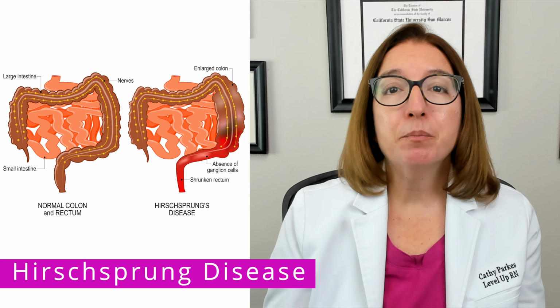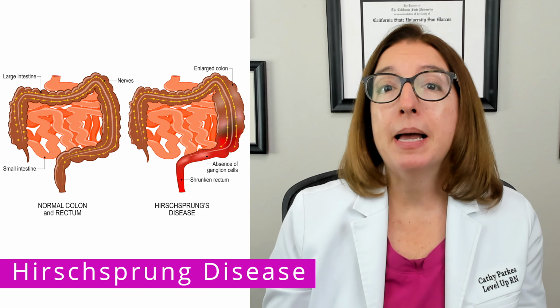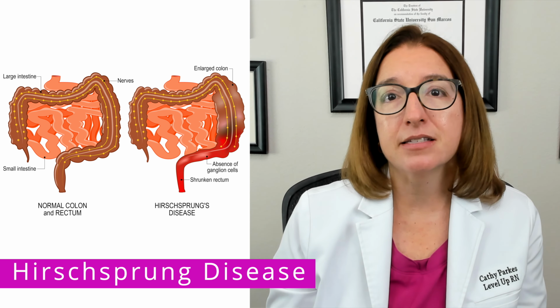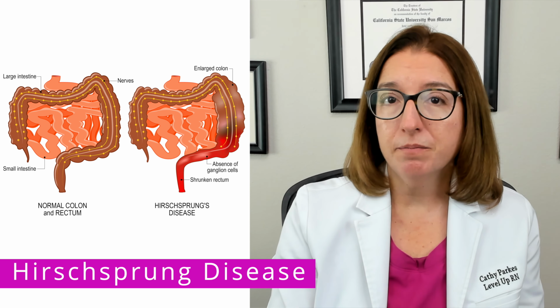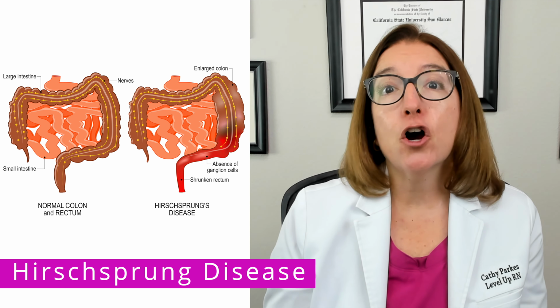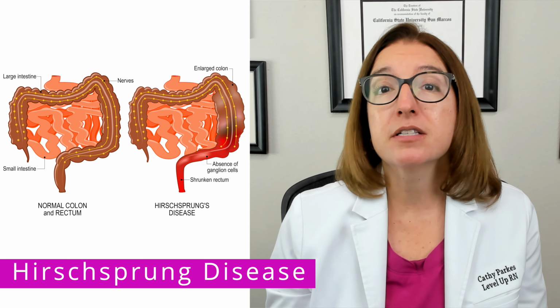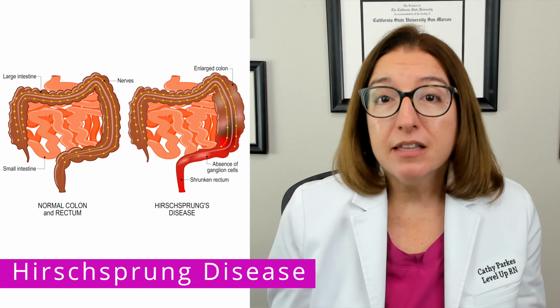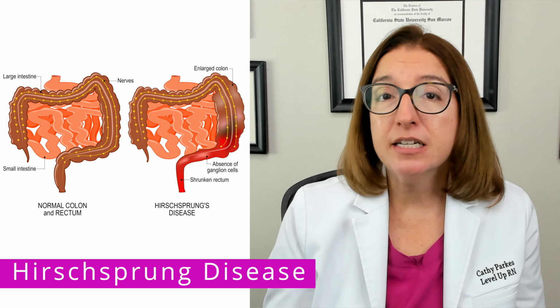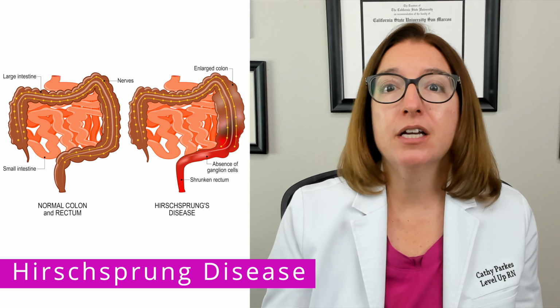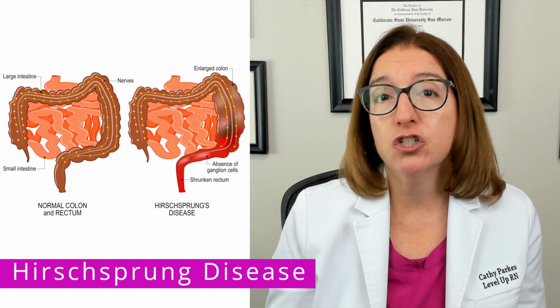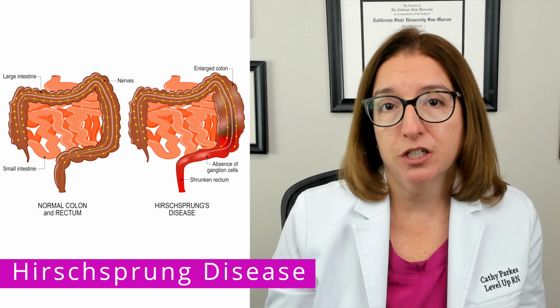Hirschsprung disease is a birth defect characterized by missing ganglion cells in segments of the colon. So ganglion cells are nerve cells that promote peristalsis. So without these cells, we have decreased bowel motility, which can lead to severe constipation and a bowel obstruction.